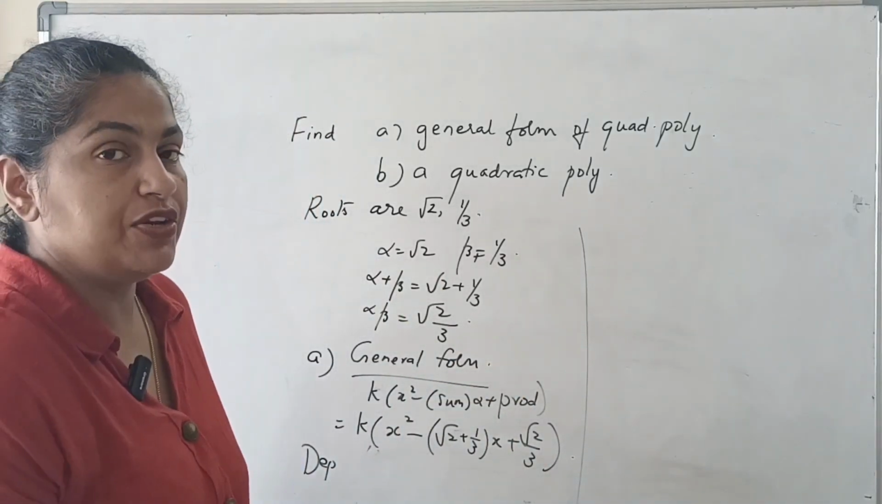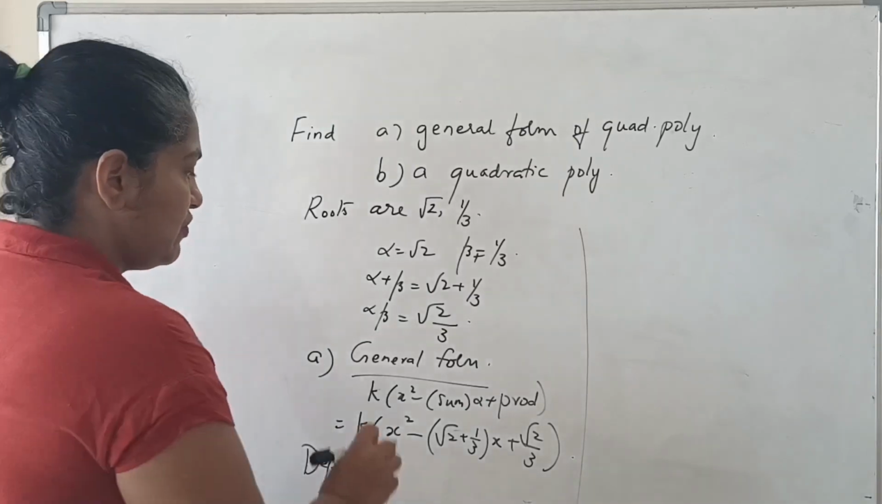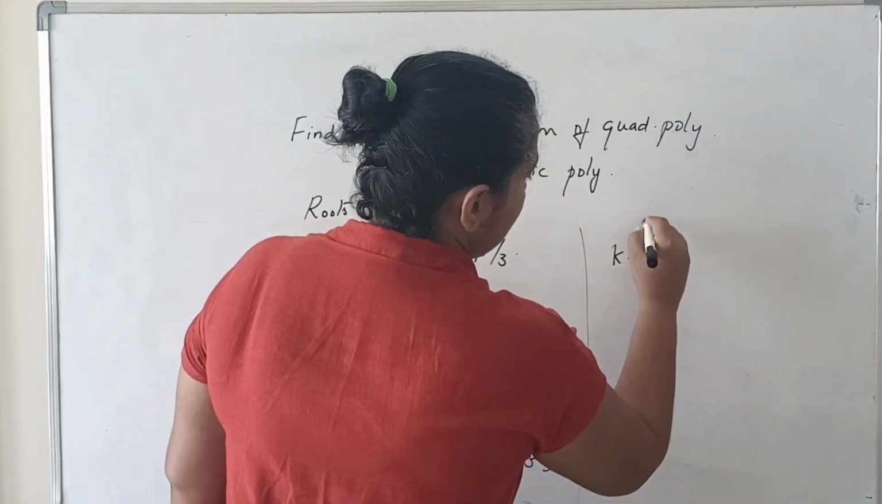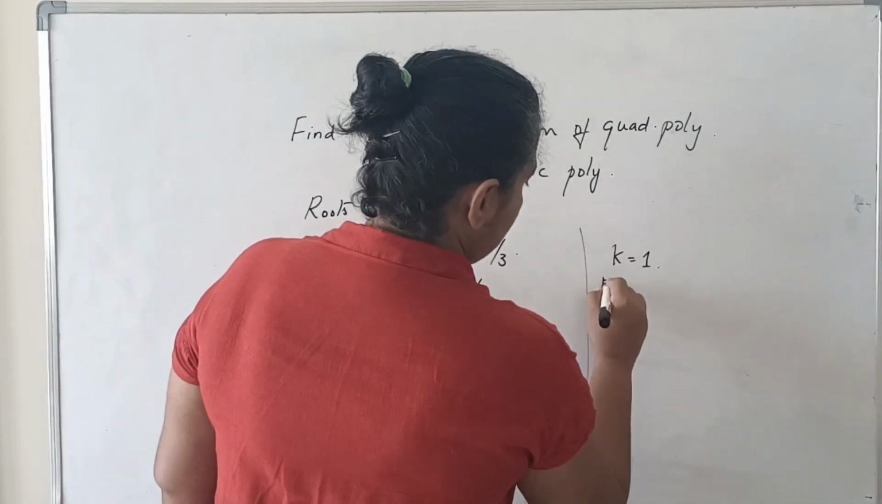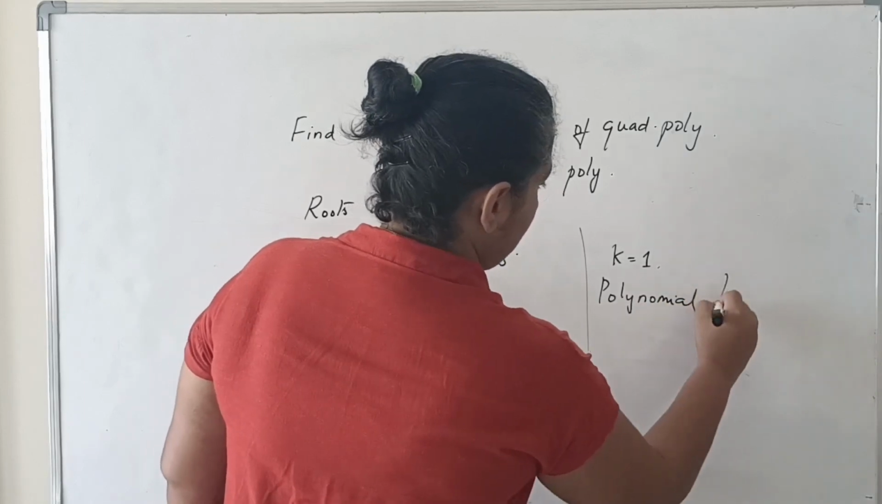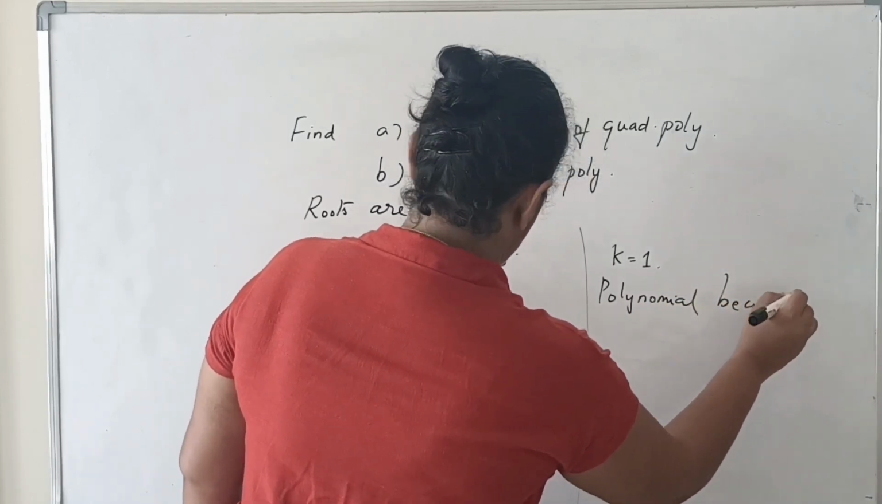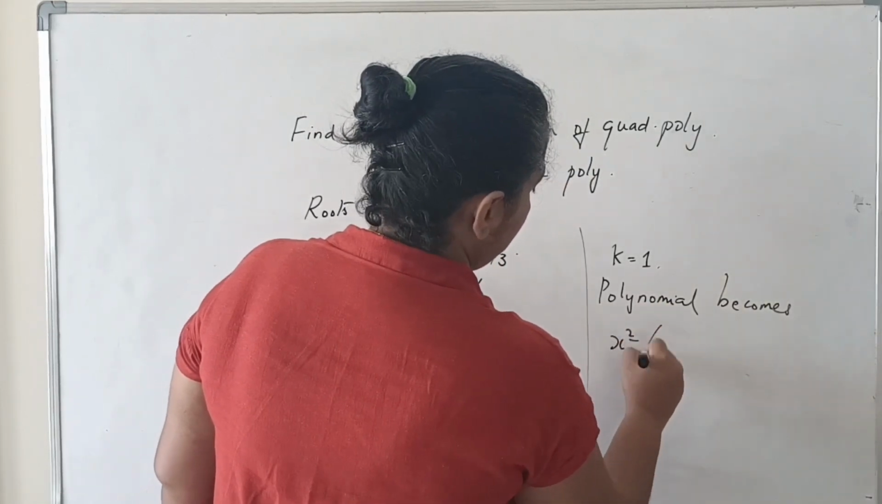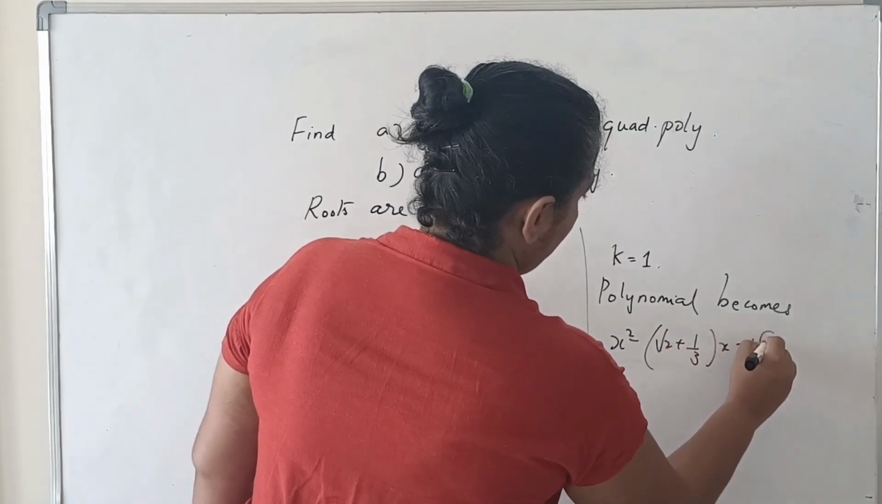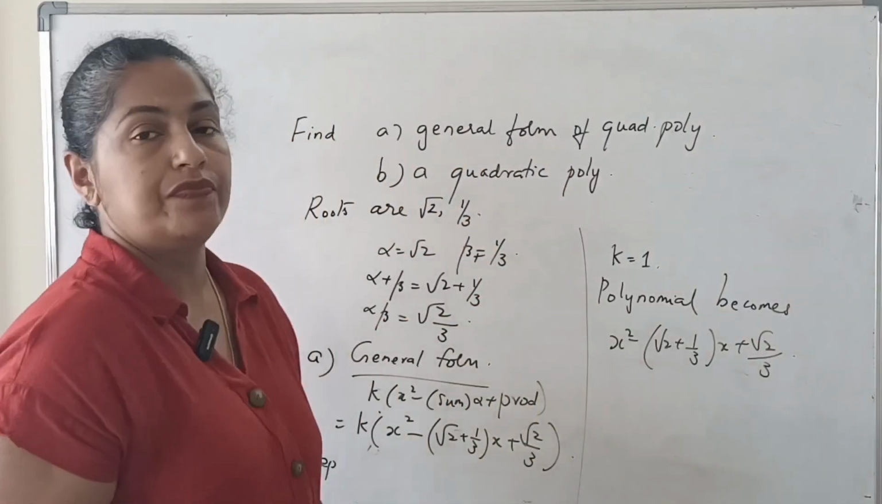Find a quadratic polynomial. Suppose that is a question that is asked. You will write the general form and then you will say k is equal to 1. Polynomial becomes x square minus root 2 plus 1 by 3 into x plus root 2 by 3.